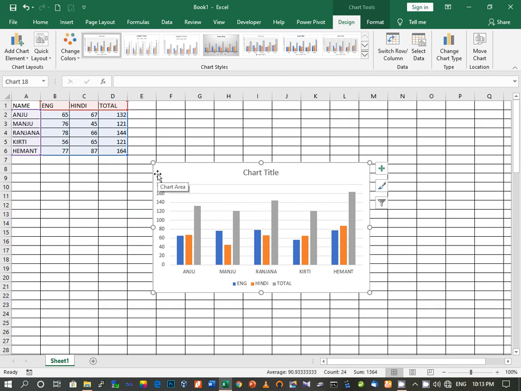Then we have legend. Over here these small colored squares are the legend, and this will indicate which part of the chart is used to represent what. Like this blue is indicating English marks, orange for Hindi marks, and this gray for total marks. If these are not written, we will not be able to make out what this represents.